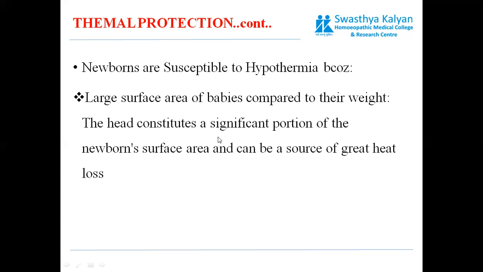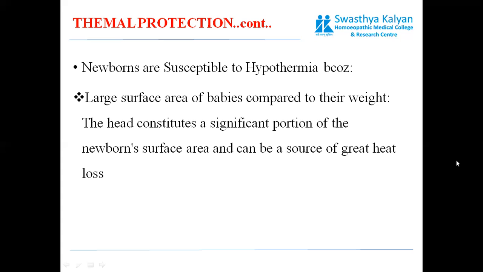The head constitutes a significant portion of the newborn surface area and can be a source of great heat loss. So, the babies have larger surface area as compared to their body weight. And the greatest source of the heat loss is the head. That's why we have discussed in the care of the newborn that we should well clothe the baby. We should cover the head of the baby with the cap. The baby must wear a cap, because the head constitutes the major portion of the surface area, and head is the greatest source of the heat loss.